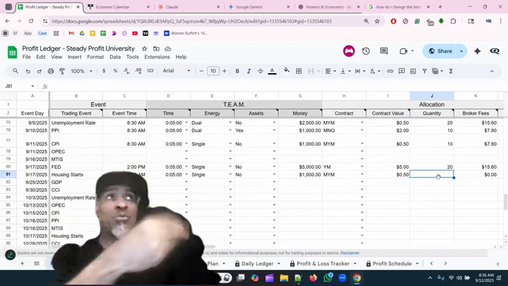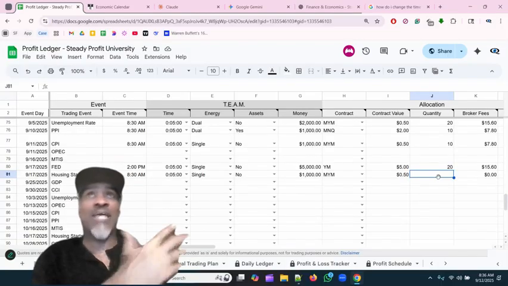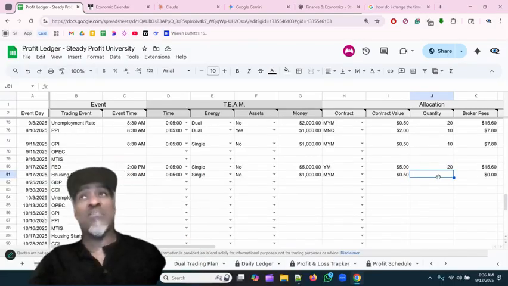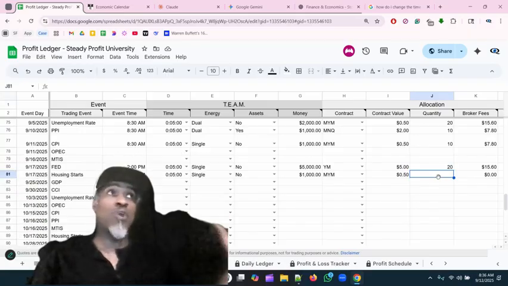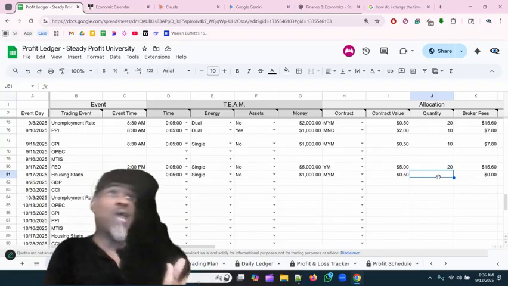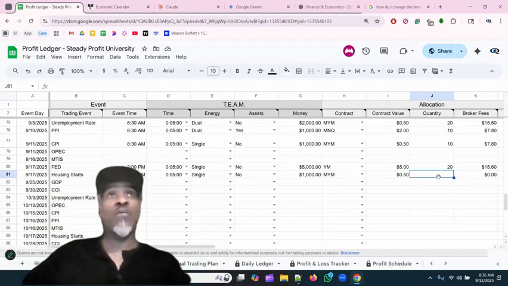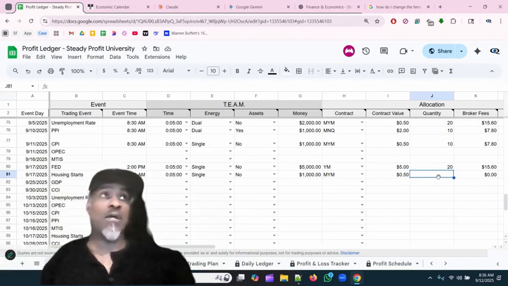So we get two more opportunities to make money at 8:30 and 9:30 as a dual trade because of the sentiment of the Fed report at 2. And if it doesn't give it to us, no problem. If we lose money at the 8:30, no problem. We know that 2 o'clock is going to make up for it.